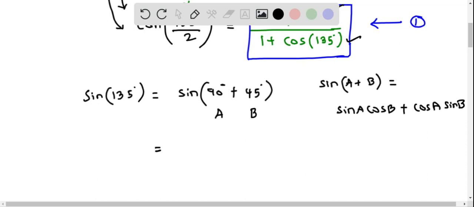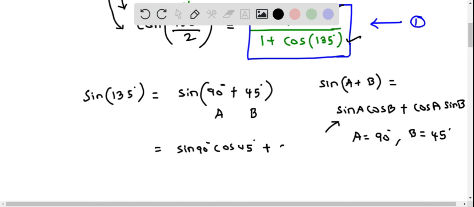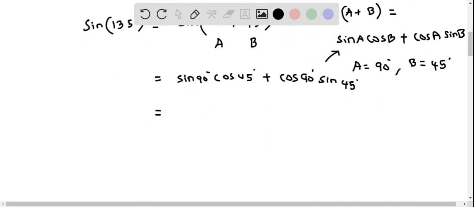So let's utilize this. We know that A equals 90 degrees here, and B equals 45 degrees here. So we are going to replace A by 90 and B by 45 degrees in the expression. So therefore this will become sine 90 degrees cosine 45 degrees plus cosine 90 degrees sine 45 degrees. Now let's utilize the standard values for sine 90, cosine 45, cosine 90 and sine 45.